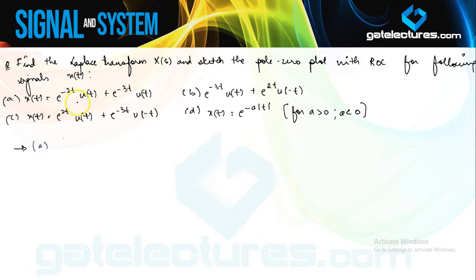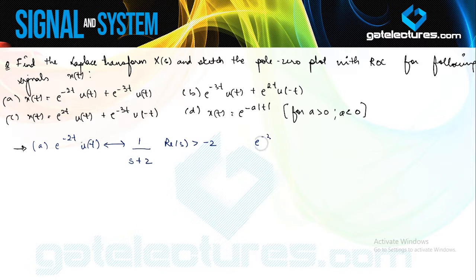This can be calculated using linearity of Laplace transform. That is, if we are adding two signals, then their Laplace transforms are also simply added. So firstly, I calculate Laplace for e^(-2t)u(t). We know that Laplace of u(t) is 1/s, and when I am multiplying this with e^(-2t), it is just going to create a shift of plus 2 in the s domain, and my ROC is going to be real part of s greater than -2, right? We have seen this property, okay?